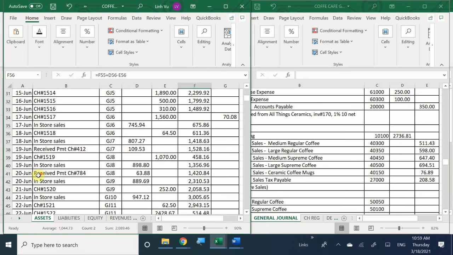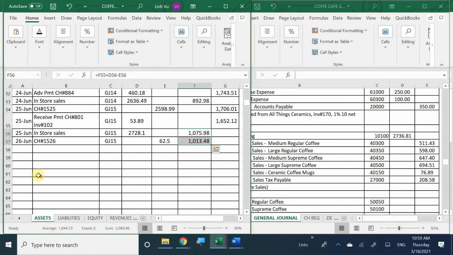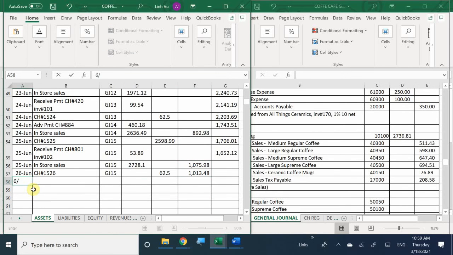All right, checking, here we are. $626 in-store sales. General Journal 16, for a total of 2736.81. All right. So what is my account balance now? 3750.29. Let's see. 3750.29. Good. So now we're going to deal with our sales.